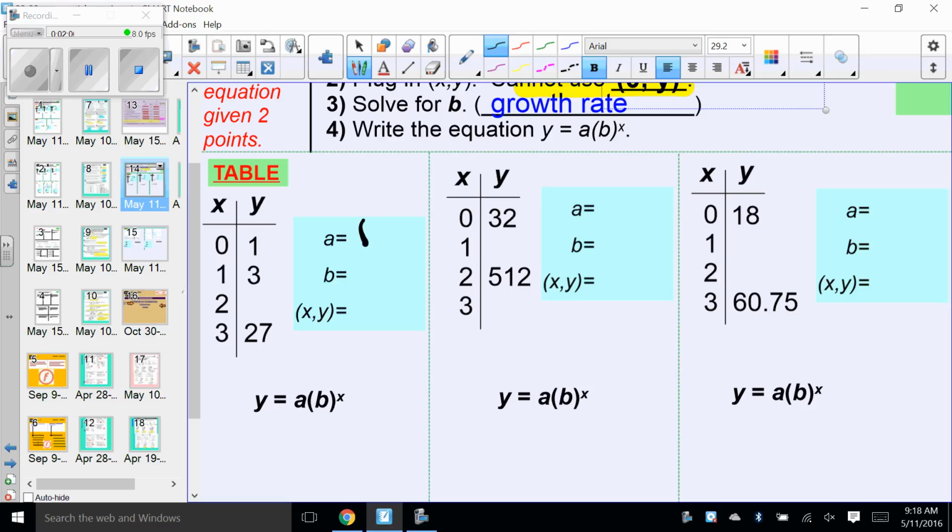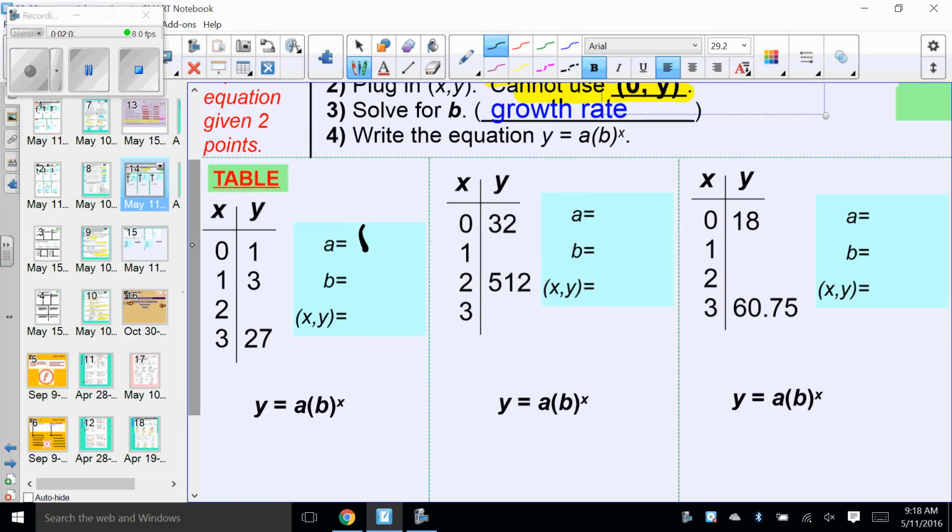If we look at our growth factor, we're looking to see what we are going by here. If we look at our table, we see that the growth factor is multiplication by 3. So our b value is multiplication by 3 all the way down. 1 times 3 is 3. 3 times 3 is 9. 9 times 3 is 27. It has to work all the way down. The growth rule is multiplication by 3.